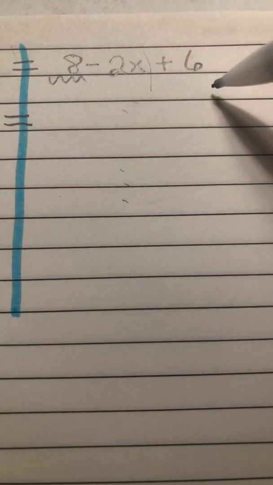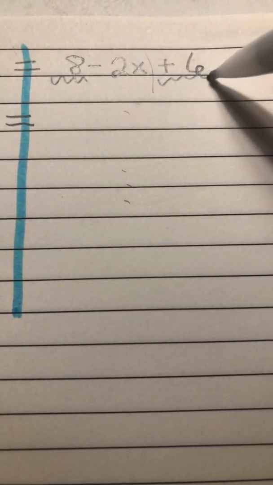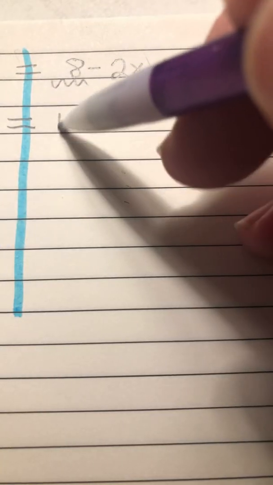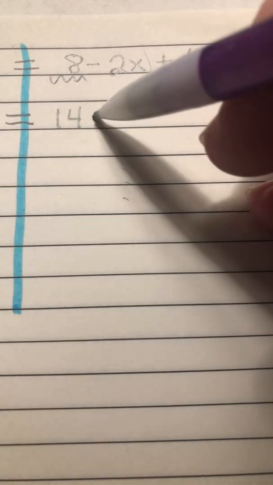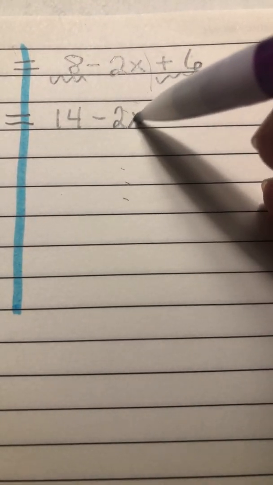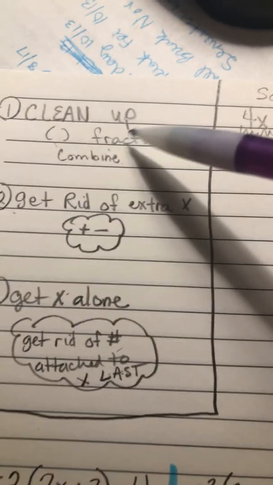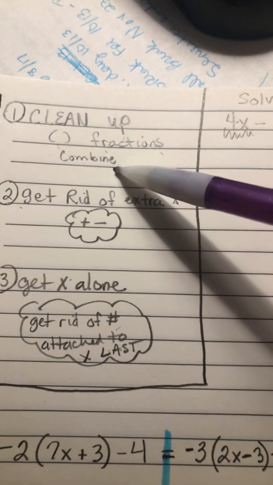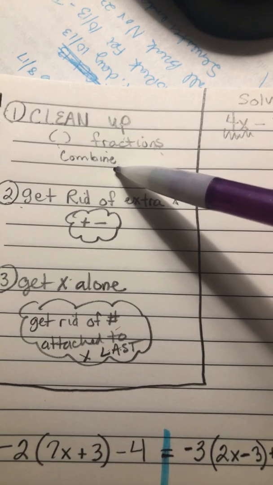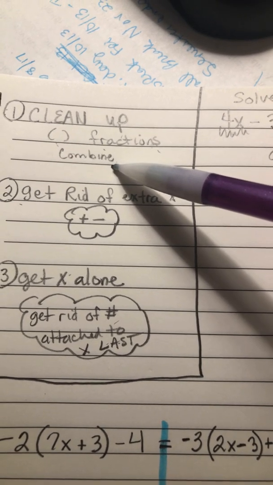And then on this side, we'll see if there's anything else we can do here. And sure enough, we have an 8, which is a regular number, and a plus 6. Those things can go together, so that's going to be 14, and then the minus 2x. So that's really all we needed to do. That was our cleanup stage. That was combining things that we could on each side of the equal sign separately.